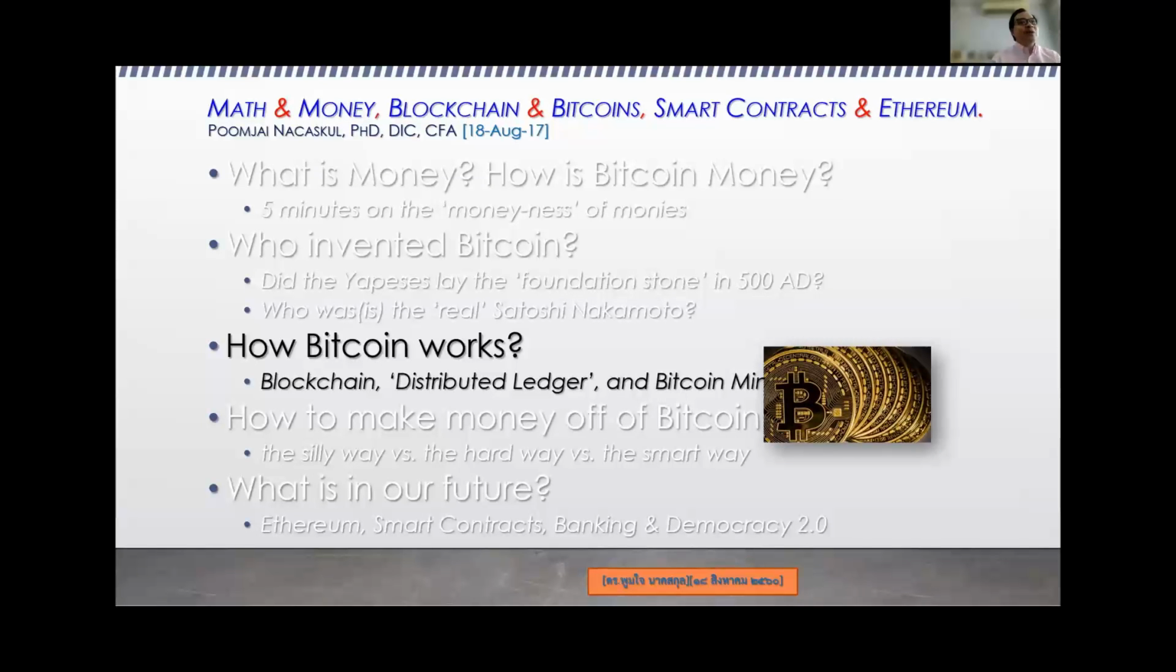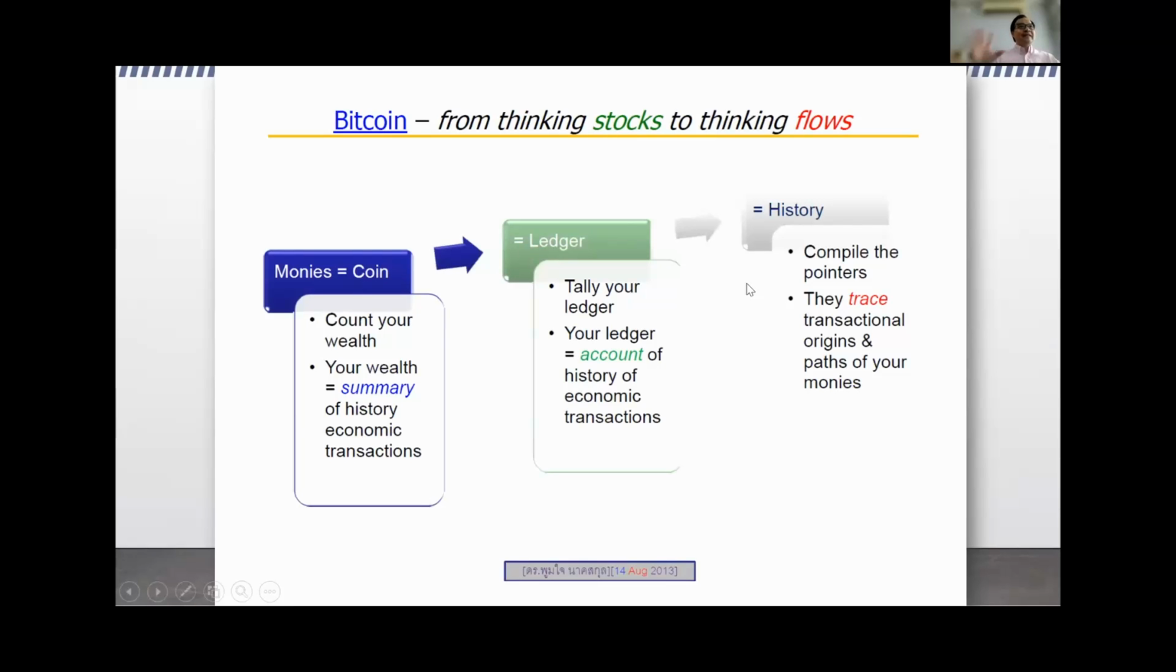How does Bitcoin work? This is probably the most important slide here. If you have money as a coin or money as something in your wallet, you can count your wealth. Your wealth is a summary of the history of economic transactions. Once you get that summary, you don't care. In fact, most of you have no idea where that 500 baht in your pocket came from, because you don't keep a memory of where it came from. All you know is you open your wallet and have 500 baht. The concept has to go to the ledger concept. In other words, money is just the tally, or the bottom line, of an account of the history of transactions.